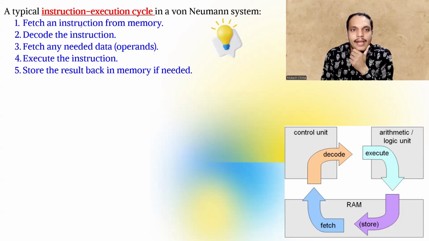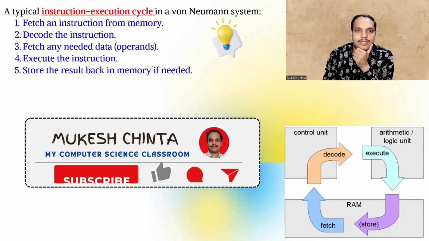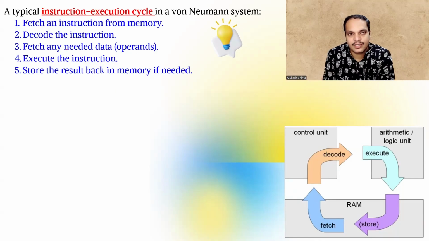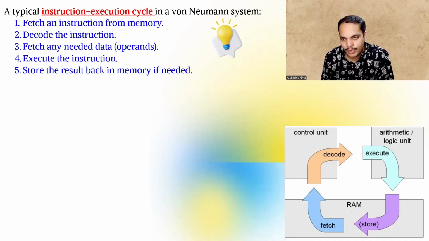This is a typical instruction execution cycle in a von Neumann system. What happens is, first the CPU starts with the fetch. It fetches an instruction from the memory. This is your main memory. You can see RAM here. The instructions are being fetched from the RAM, and then they are decoded.